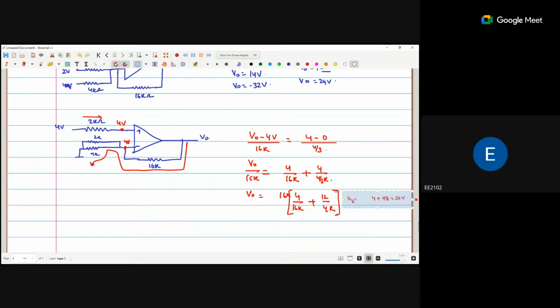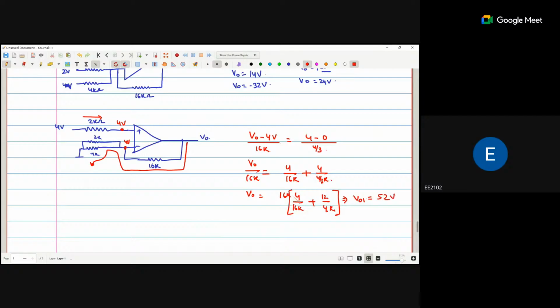So first, voltage V naught 1 is 52 volts. Mention it here. So that implies V naught 1 is 52 volts.